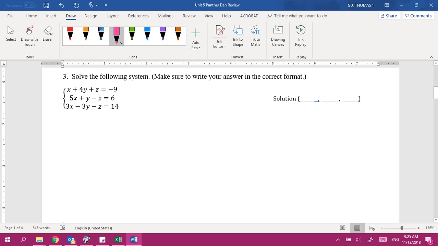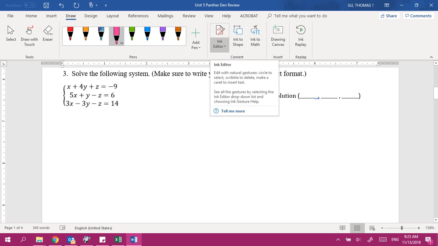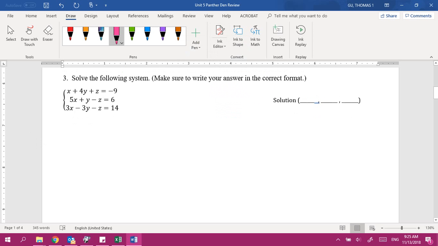Okay guys, so number 3, we're going to solve this following system, and make sure you write the answer in the correct format. That means your answer should be parentheses x comma y comma z, right? Some people don't even put x, y, and z. They put like random order.